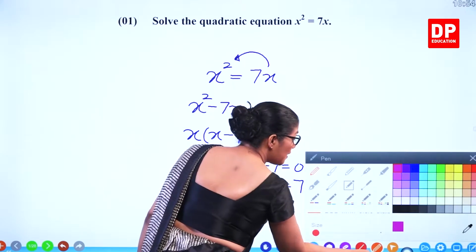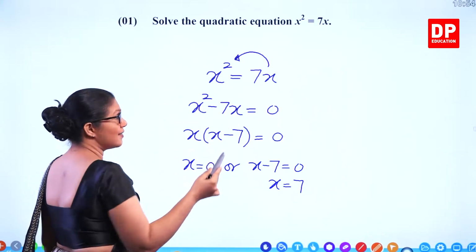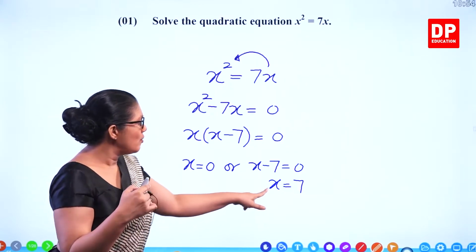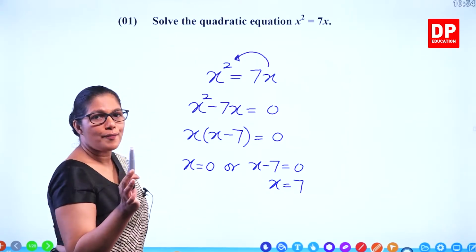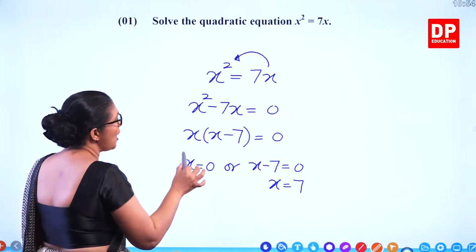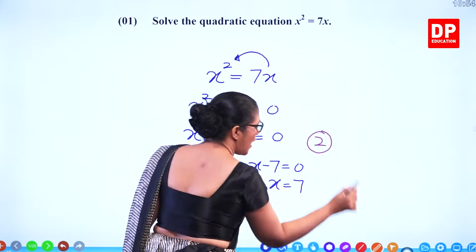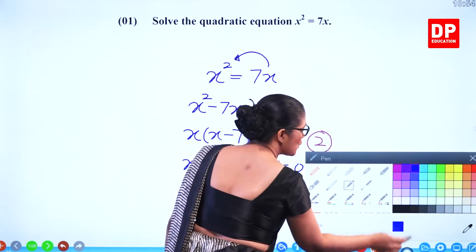So what happens if you cross out x's? This solution you can't get. You only get one solution. That's wrong, because one solution can be x is 0 as well. So 2 marks for finding two possible solutions for x.